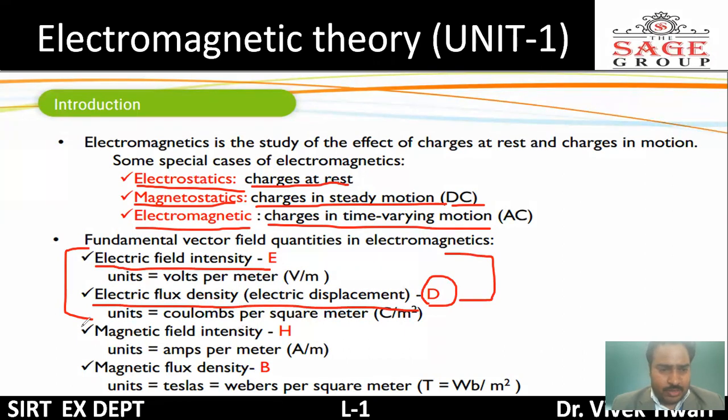Next one is magnetic field intensity. It is represented by H, and its unit is ampere per meter. Second one is magnetic flux density. It is represented by B. So B and H are very important when we are studying the magnetic field.